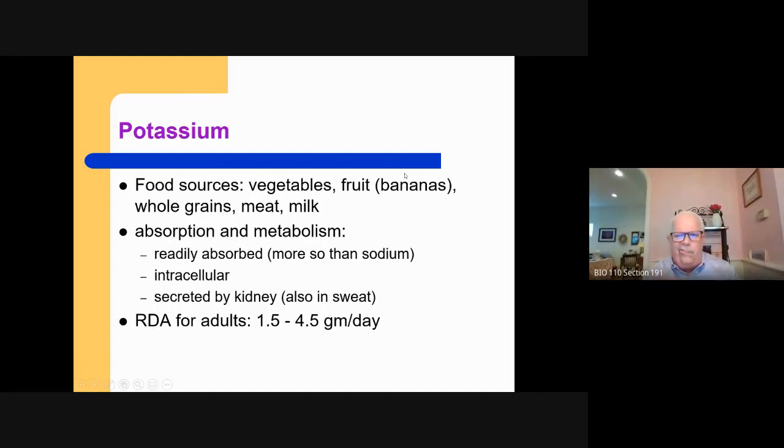there's another fruit that has more potassium in it. Does anyone know what that fruit is? It's a very rarely eaten fruit, but it has more potassium than bananas.